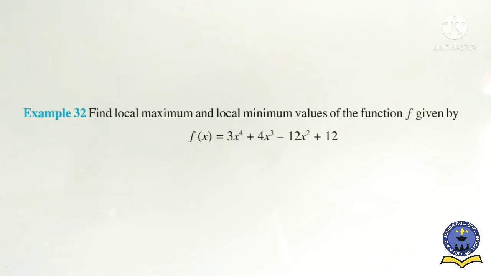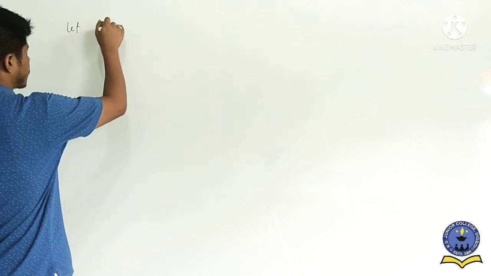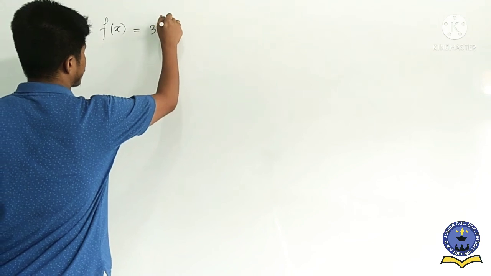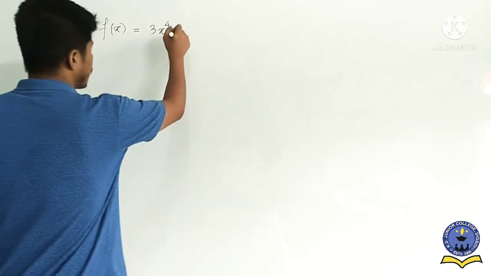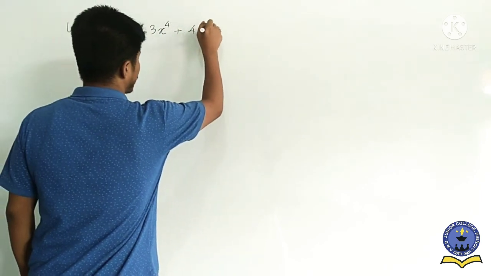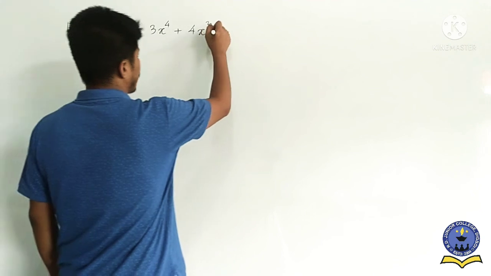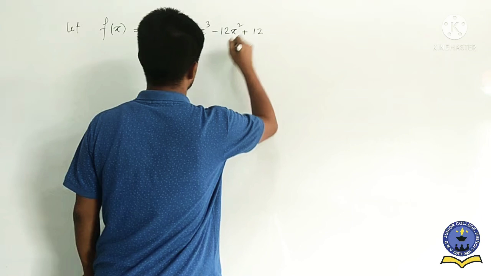That means here we have to find the values, and if we write down the function, first of all let f(x) equal to 3x to the power 4, plus 4x cube, and then minus 12x square plus 12. This is the question given for us.